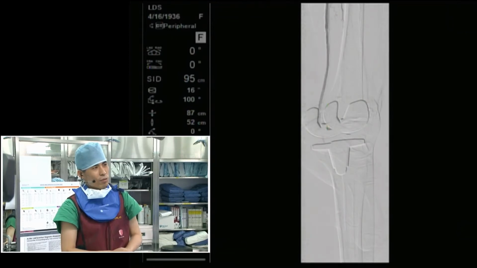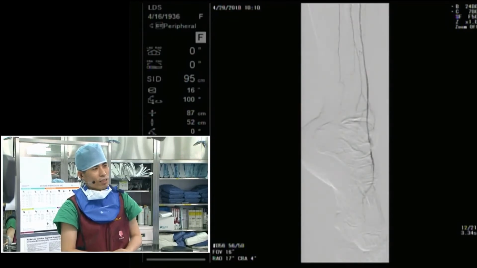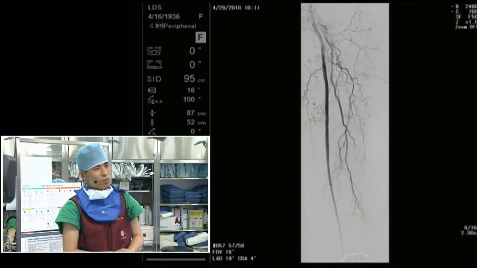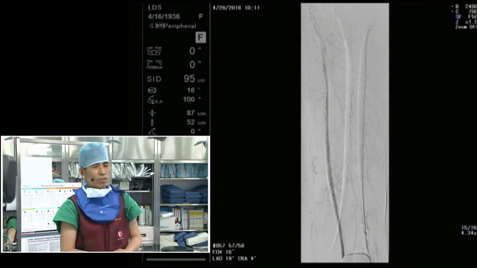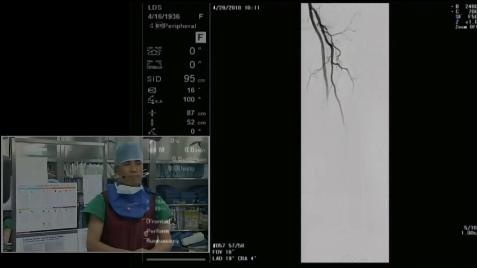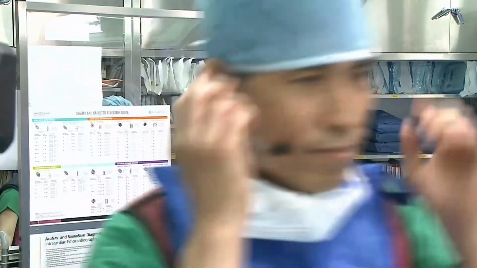Proximal and distal, there is no distal embolization, and the proximal septate was also opened. So this is the final angiogram. Okay, thank you. We also have distinguished panelists from all over the world. Is there any comment?